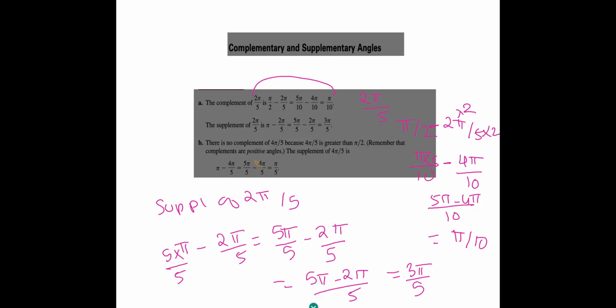Yeah. Now there is no complement for the 4 pi over 5, because 4 pi over 5 is greater than pi over 2. Remember that complements have positive angles, and the supplement of 4 pi over 5 is pi minus 4 pi over 5. Simplifying it, we got pi over 5. Yeah. Understood.